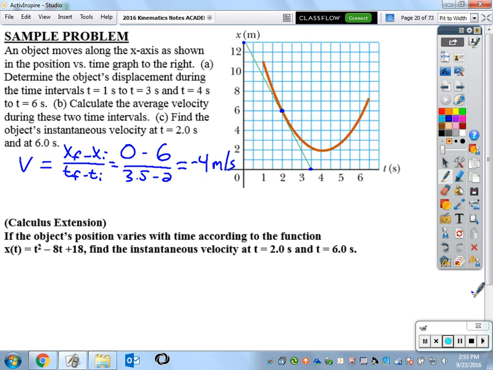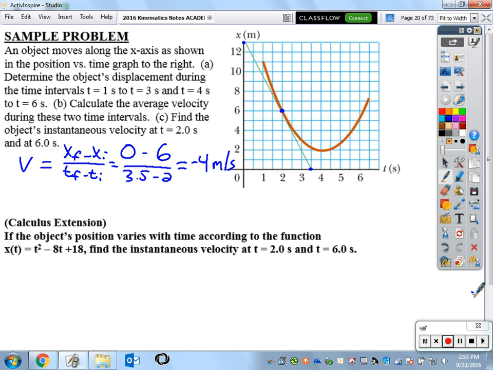Now, it just happens to be that the average velocity from 1 to 3 seconds is the same value as what the instantaneous is at 2 seconds. It just happens to be a coincidence. It's actually more than likely never going to work out that way. Just the way it is.